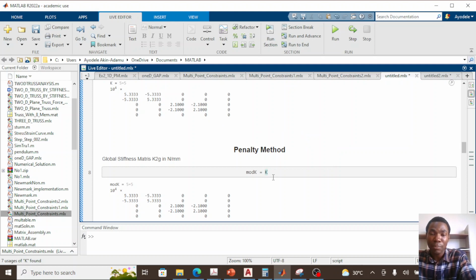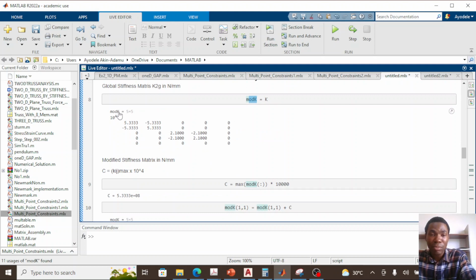Now we need to apply the penalty approach. In the penalty approach, where we don't have displacement, what do we normally do? We add a large stiffness, which I normally term C. So the first thing I did, I redefined this K matrix to modK. modK equals K. So modK is now representing my modified stiffness matrix.